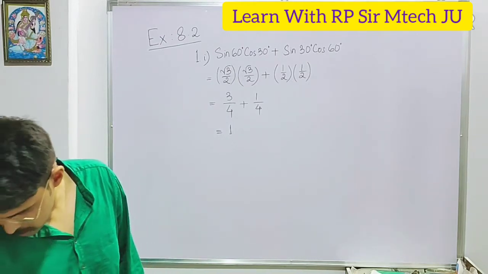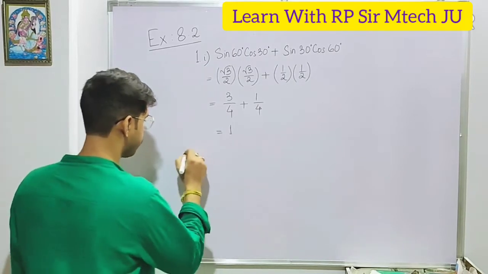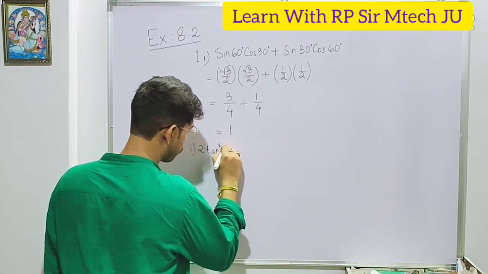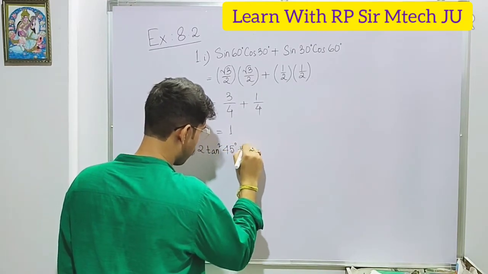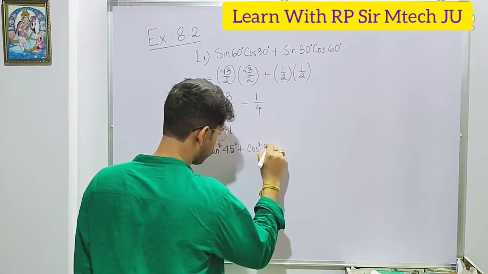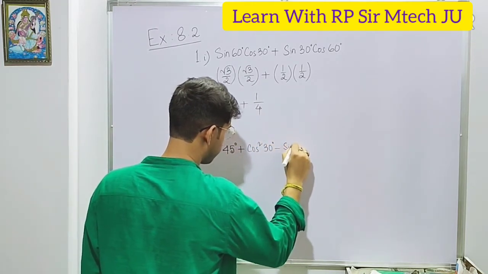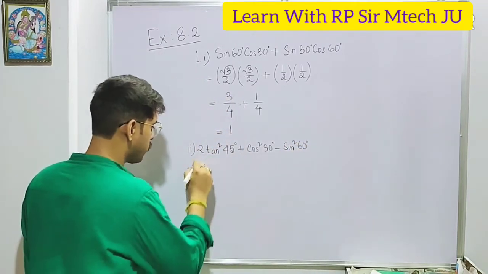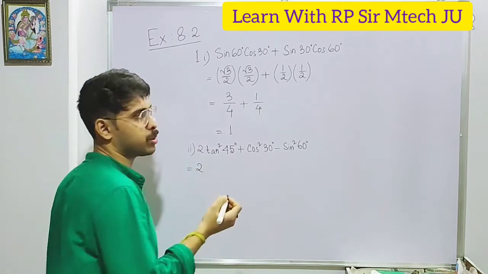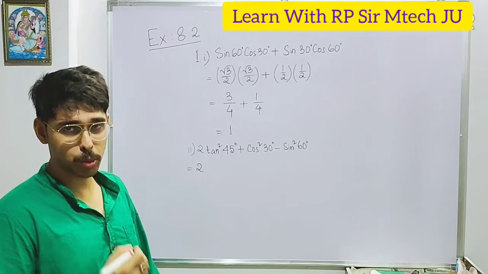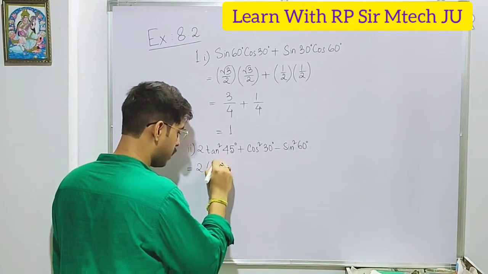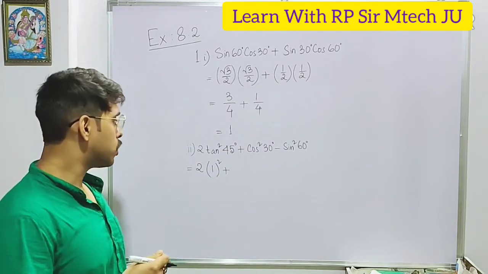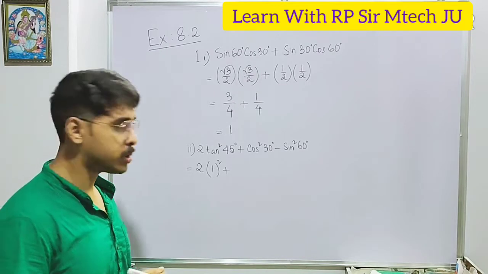2 tan square 45 plus cos square 30 minus sin square 60. 2 tan square 45, plus cos square 30, minus sin square 60. So again we are putting the values. So 2 tan square 45. So tan 45 is 1. So tan square 45 will be square of 1. So square of 1 plus cos square 30. Cos 30 is root 3 by 2. So cos square 30 will be square of root 3 by 2.